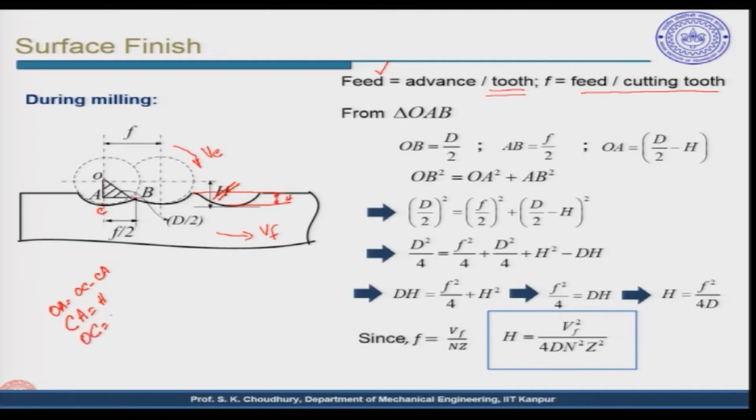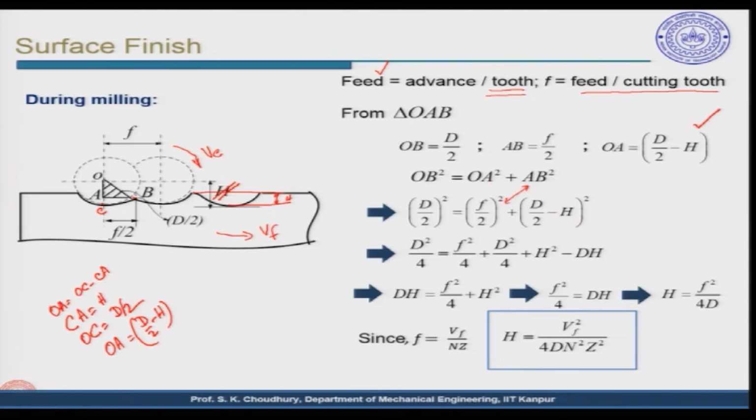OC is d by 2, therefore OA is d by 2 minus H. This is what is written here, d by 2 minus H. AB is f by 2, as I said. So from this triangle, OB square is equal to AB square plus OA square. OB is d by 2, OA is d by 2 minus H, and AB is f by 2.